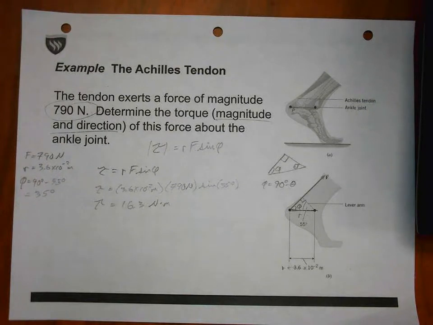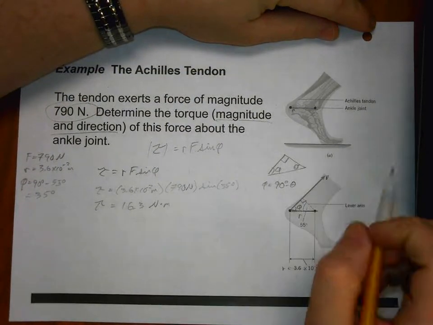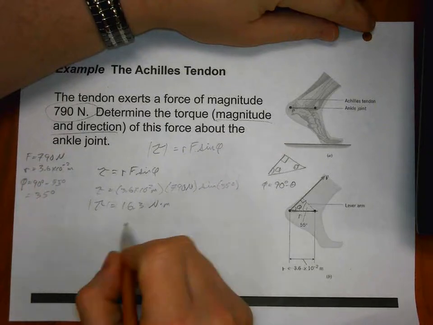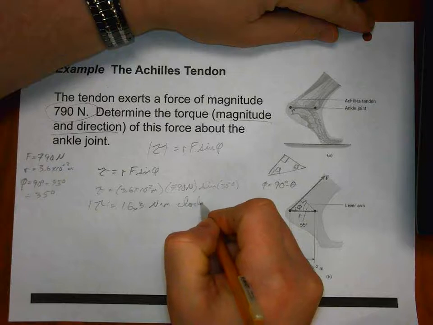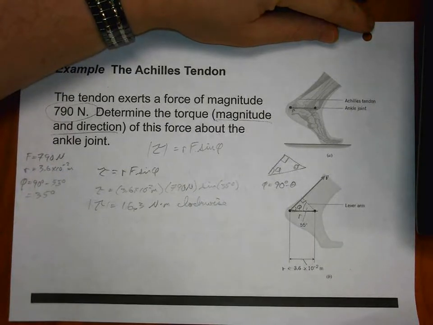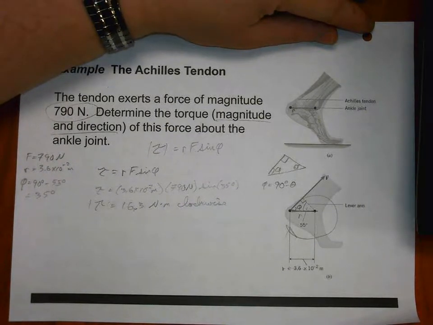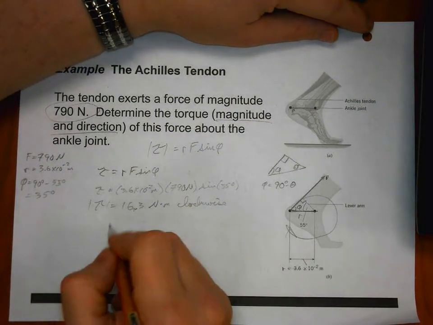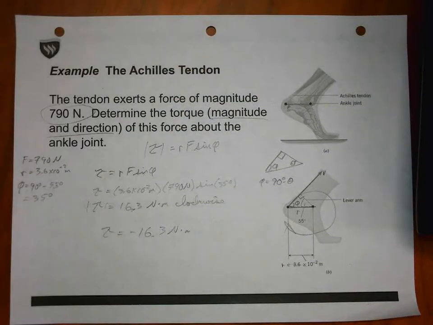But now the question also asks, what is the direction? I think probably the best thing to do here is to just say the magnitude is that and the direction is clockwise, because this torque tends to pull around clockwise. You could also say the torque is equal to negative 16.3 newton meters, because negative is in the clockwise direction, but either way would work.